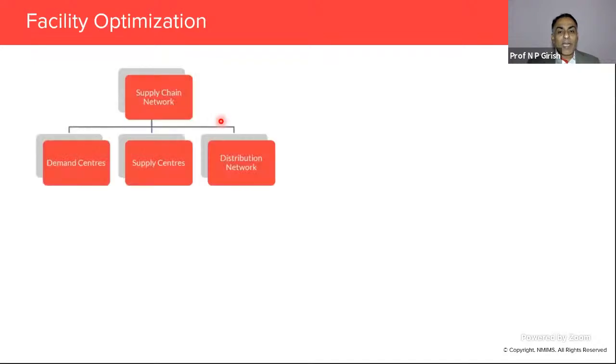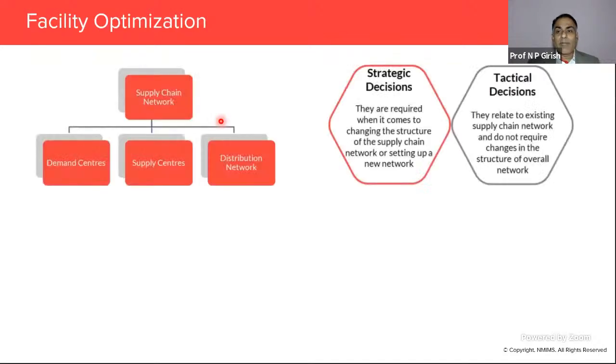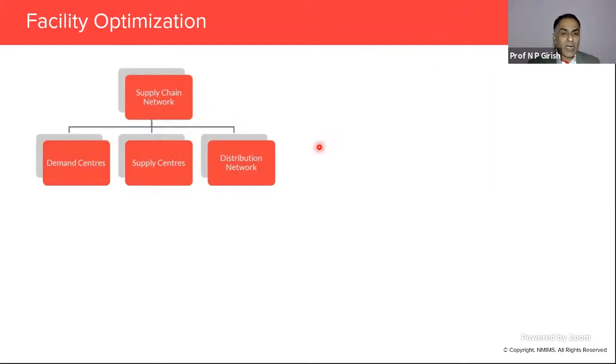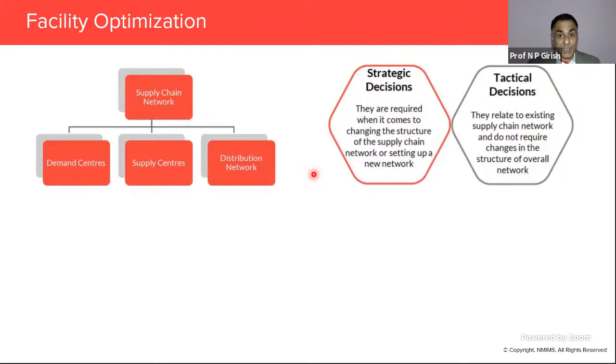Clear? With that, we'll take a look at facility optimization as one of the theoretical points. But before that, I think we covered this: a supply chain network includes demand center, supply center, and distribution network. There are two types of decisions that we need to take in terms of a network or facility optimization. Strategic decision.